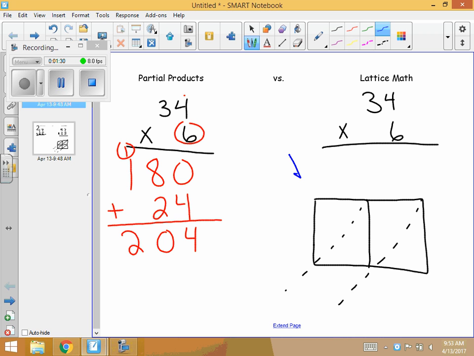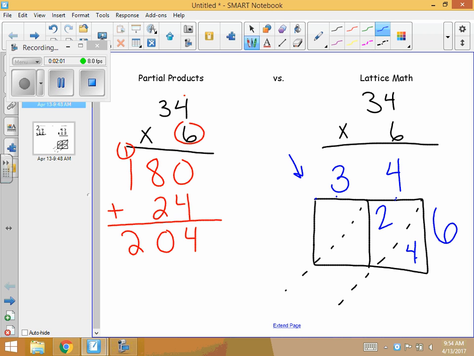you can see that I've drawn my lattice right here. It is a 2-digit number by a 1-digit number. So I'm going to take my 34, I'm going to place the 3 above this box, and my 4 above this box. And then I got my 6 over here on the side. First thing that they're going to do is 4 times 6. 4 times 6 is 24. So I'm going to put my 2 tens in the upper side of the box and my 4 ones in the lower side of the box. So again, 4 times 6 is 24.